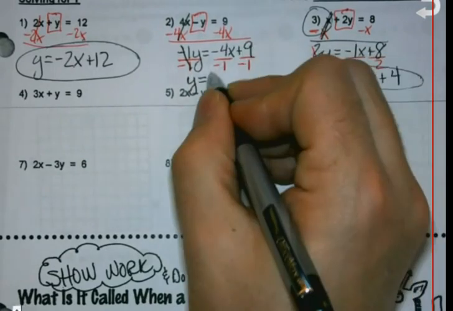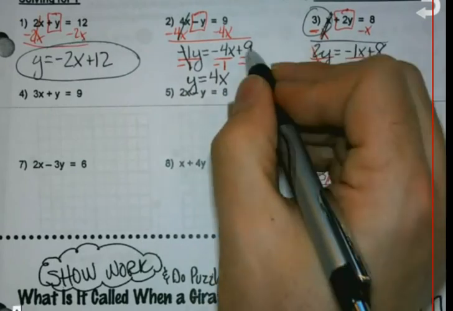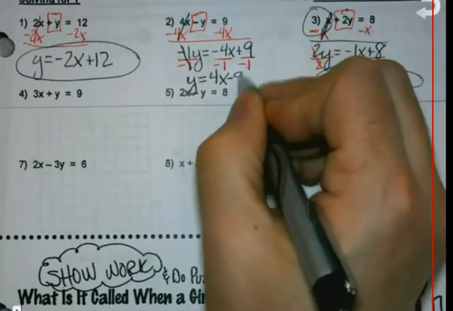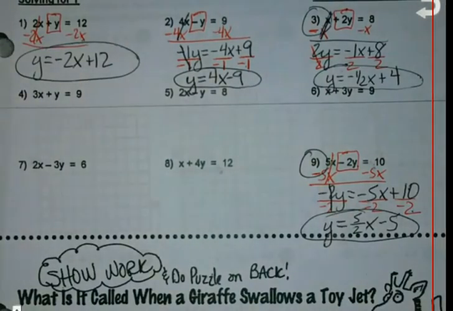Negative divided by negative, and I'm going to do another one here too in a minute, is positive. Positive is y equals 4x minus 9. My whole job here is to get y alone.